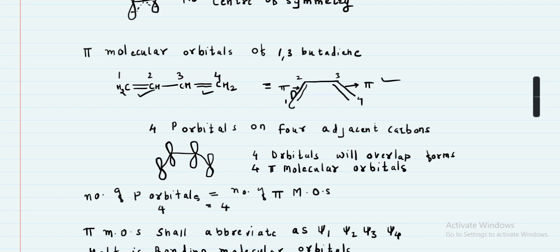In this case there is a first pi orbital. Each double bond has a pi bond at the start and also a pi bond at the end. In this case, 2 pi bonds and 2 pi bonds, so a total of 4 pi orbitals. 4 p orbitals on 4 adjacent carbons are there. As we discussed earlier, the number of p orbitals gives the number of molecular orbitals. 4 p orbitals give 4 pi molecular orbitals.